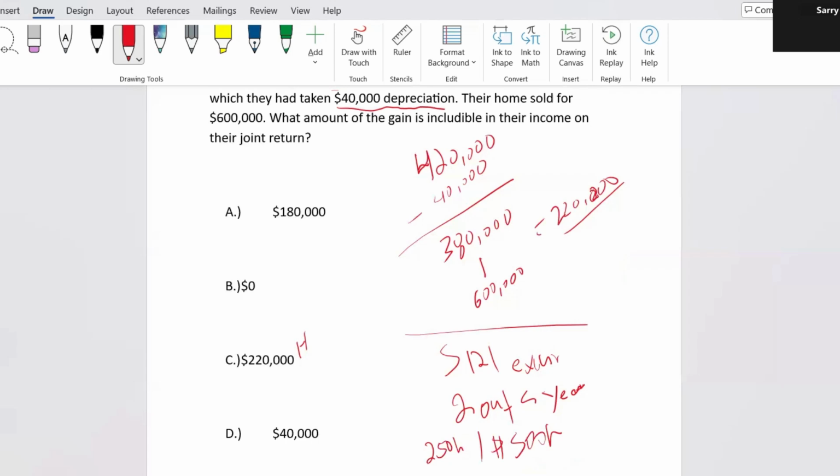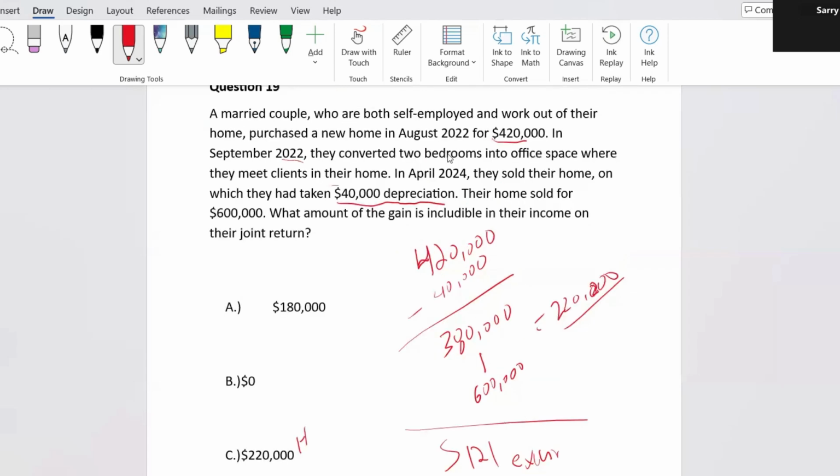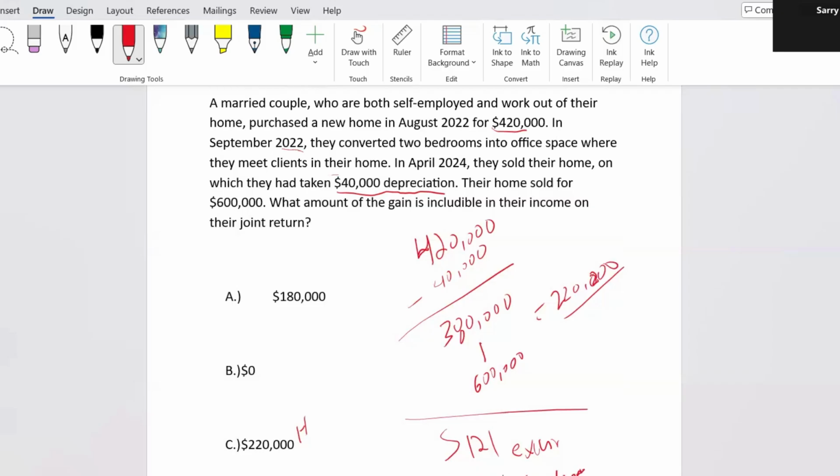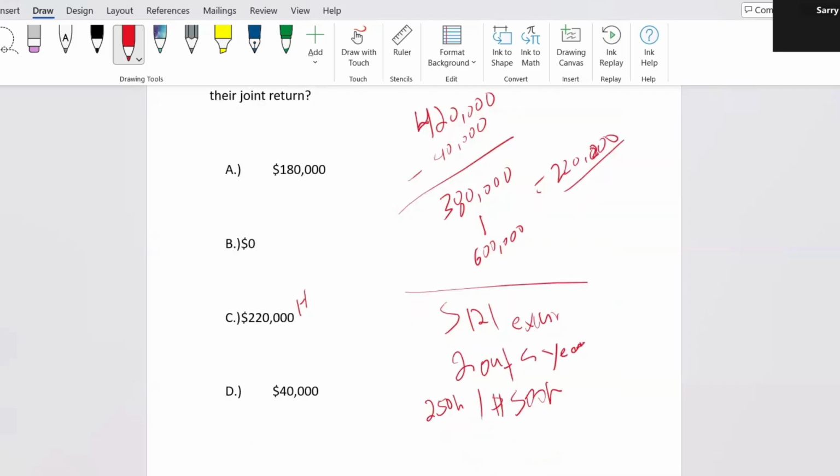So in this case, let's see when they bought the house and when they sold it. They bought it in August of 2022. And then in April of 2024, they sold the property. So it was less than 2 years. So they do not qualify for the section 121 exclusion. So in this case, it would be option C.